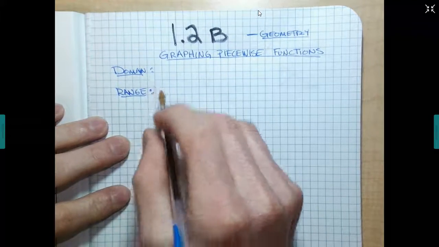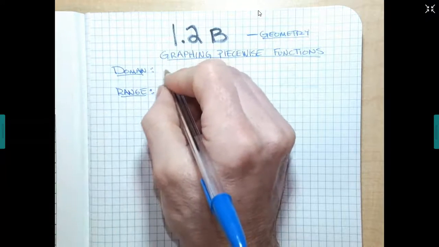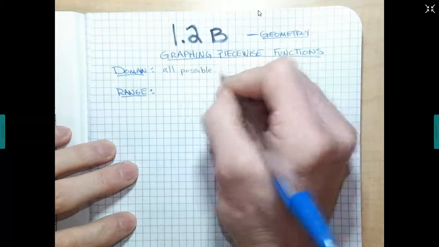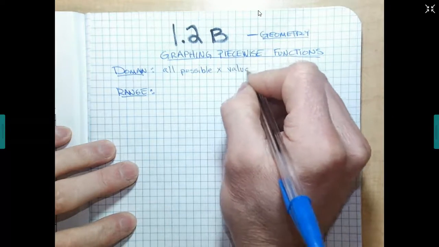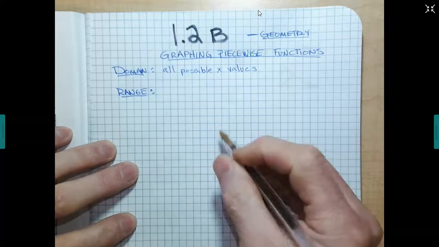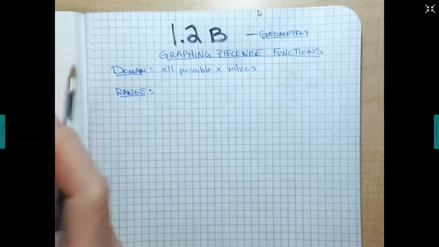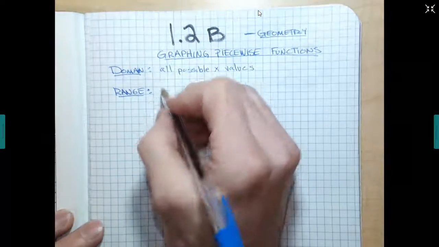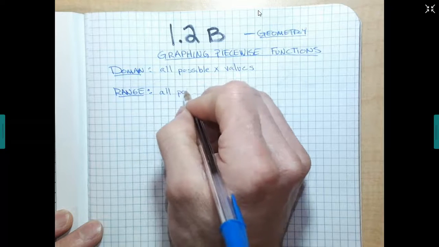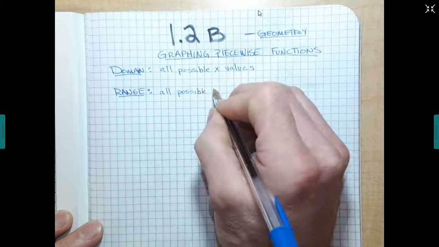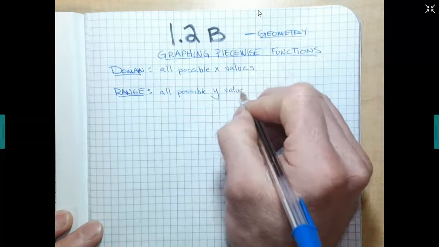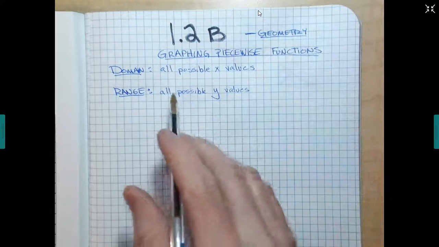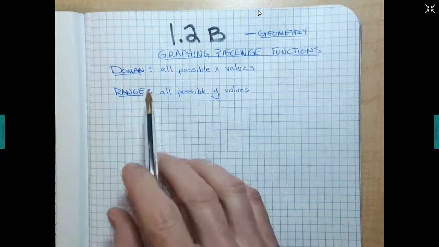The domain of a function are all possible x values. All possible x values. So the domain you can think of as how wide is our function. All possible x values. The range is all possible y values. So you can think of how tall it is. So what's the lowest and what's the highest y value. So that's our domain and range.